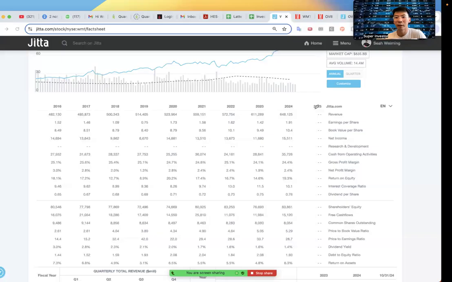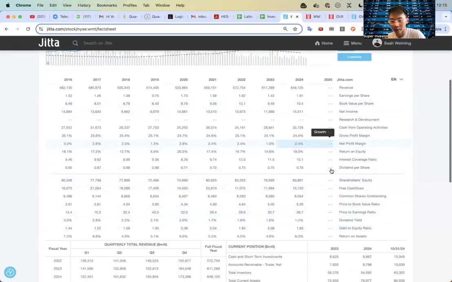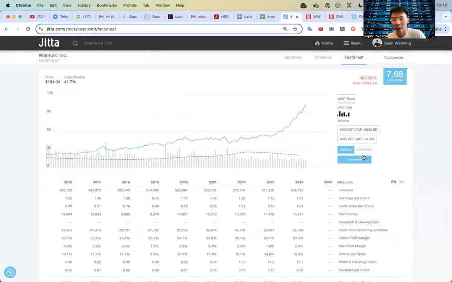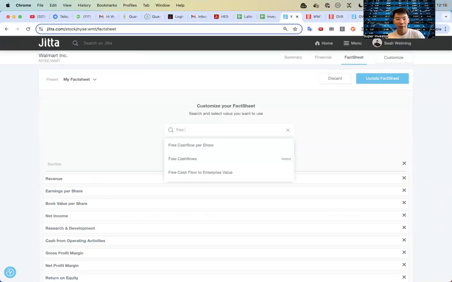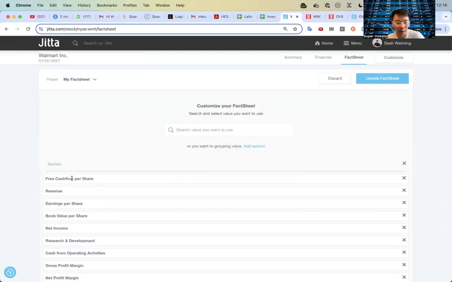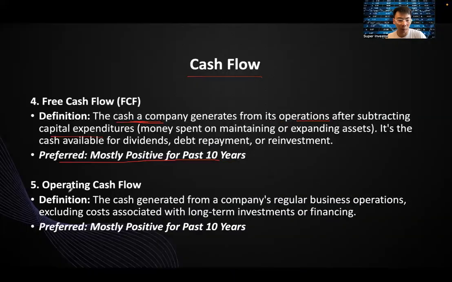Where do we find it? Same thing. Let's go back to GuruFocus. Let me see. Free cash flow. Let me go to custom. Free cash flow. Okay, let's add free cash flow per share. And then the next one we look at is operating cash flow.